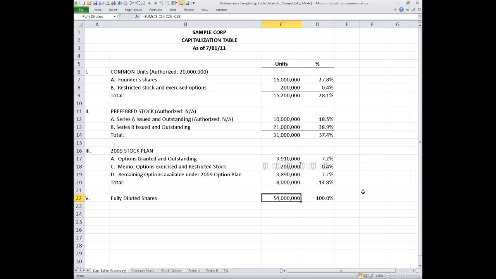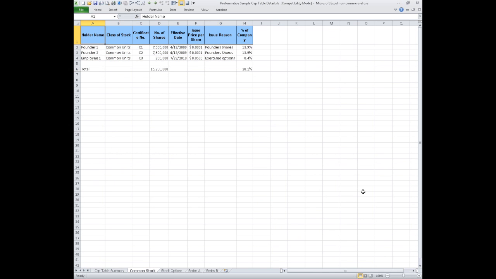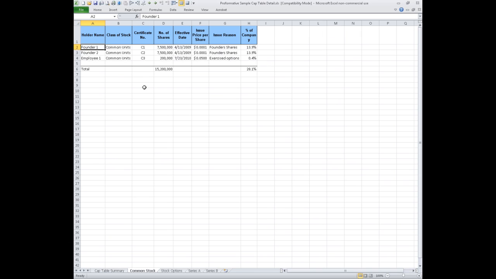So let's take a quick tour through the next section of this workbook, which is common stock. And this is a typical stock ledger. So here what you can see is that there are people who hold the shares, and I haven't used names here, we're just using generics. Founder number 1, founder number 2, employee number 1. And under this common stock, you'll see we're tracking not only the name, but the class of the stock, common units, the share certificate number, the number of shares, the effective date, which might be the date that, in this case, if these were founder shares, this might be the date that the company was founded.